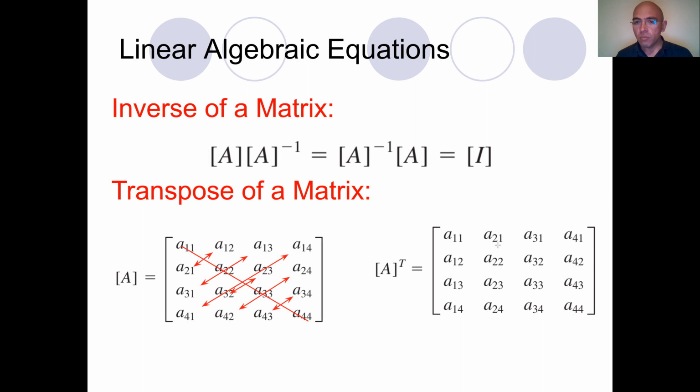That's okay. But look, it is A21. So remember that the first index shows me the row number, but here it is in the second column, because in the original matrix it is in the second row.